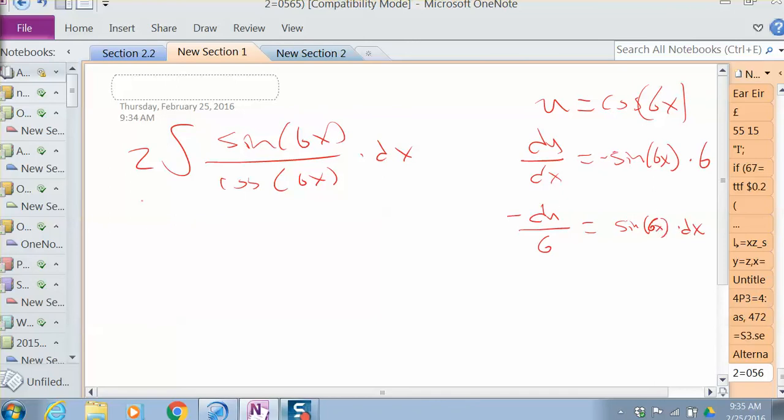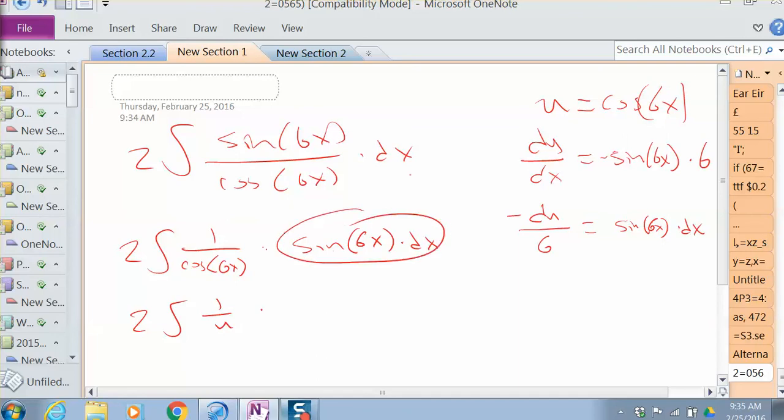So that means that if I rewrite my integral, and again, when you get really good at this, you don't have to be as detailed in the steps. You can start substituting really quickly. But I'm going to deliberately separate things so it's easy to see that I can now just do 2 integral 1 over u. And all this is just negative du over 6.